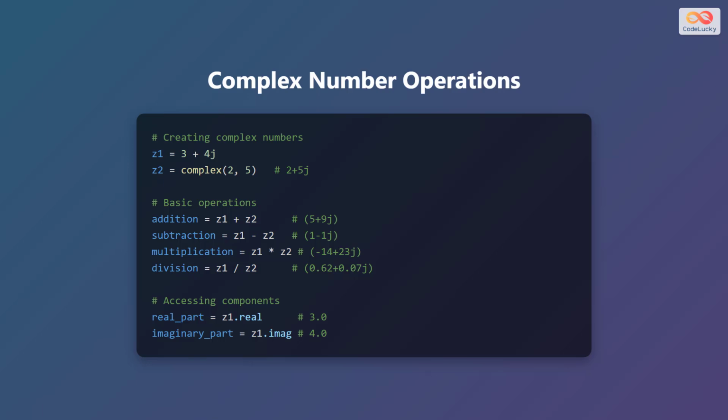Addition, z1 plus z2, results in 5 plus 9j. Subtraction, z1 minus z2, which results in 1 minus 1j. Multiplication, z1 times z2, results in -14 plus 23j. Division, z1 divided by z2, results in 0.62 plus 0.07j. To access the real and imaginary components, we can use .real and .imag. For example, z1.real will give us 3.0, and z1.imag will give us 4.0.